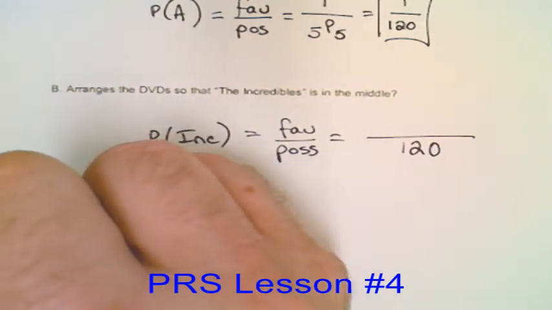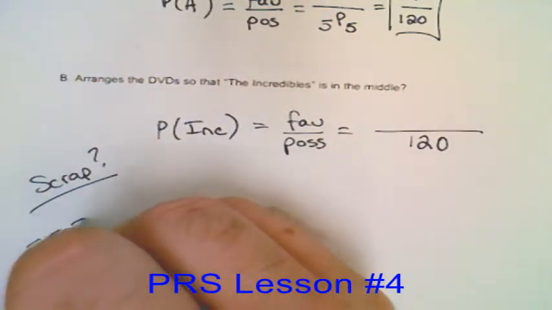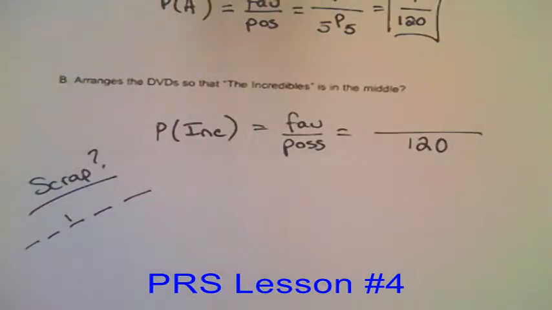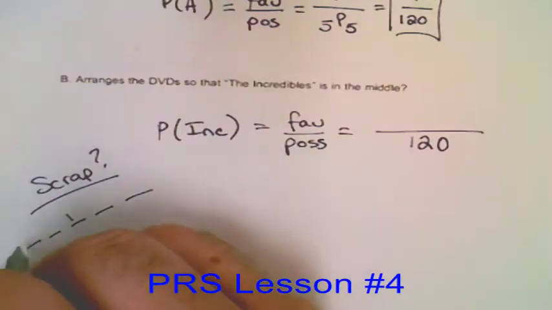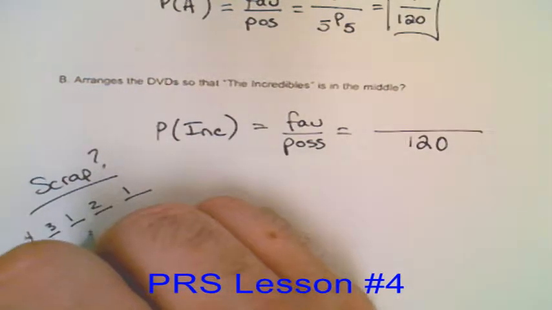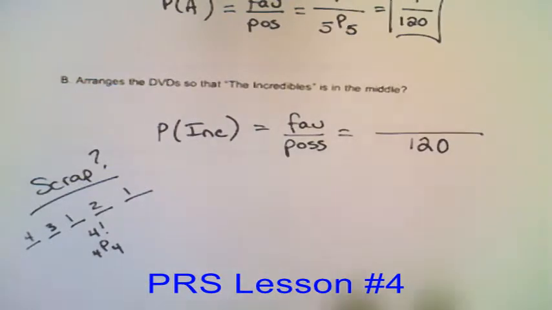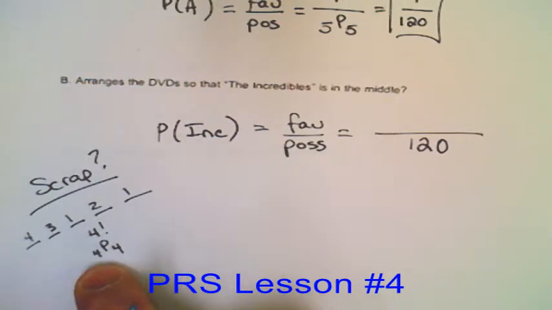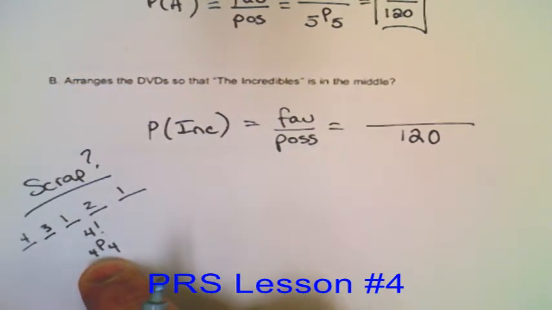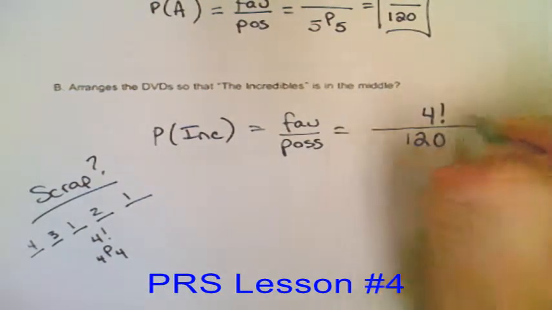Now I've got to think about putting The Incredibles in the middle. So I'm thinking back to Perms and Coms. On my scrap paper, I'm thinking, if I want The Incredibles in the middle, I've got 5 blanks, and there's one choice for the middle video, The Incredibles. Once I've placed The Incredibles, there's 4, 3, 2, and 1 for the remaining spots. So I could say it's 4 factorial, or I could say it's 4 pick 4. However you want to do it is fine, but that is my favorable, because that is the number of situations that have The Incredibles in the middle.